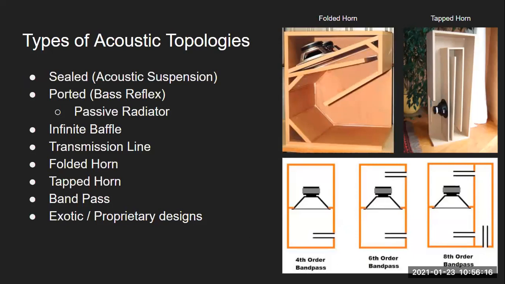Infinite baffle is something that isn't common, but I would say the most common thing that you'd see it in is maybe an in-wall speaker. Transmission lines are very uncommon. There's maybe about 2 or 3 manufacturers that still make them. But they're an interesting study in quarter wavelength amplification. But I'll go over that in a little bit.